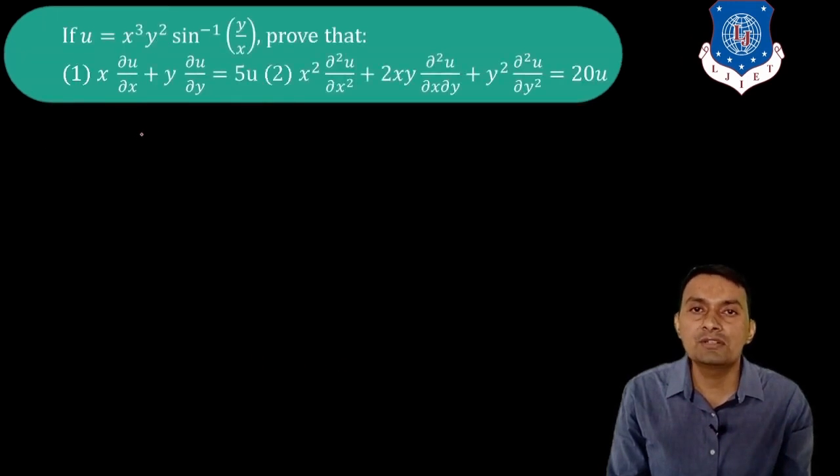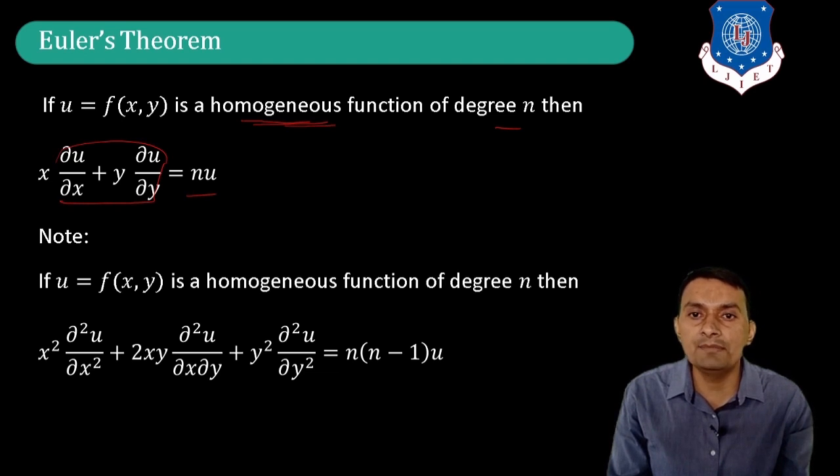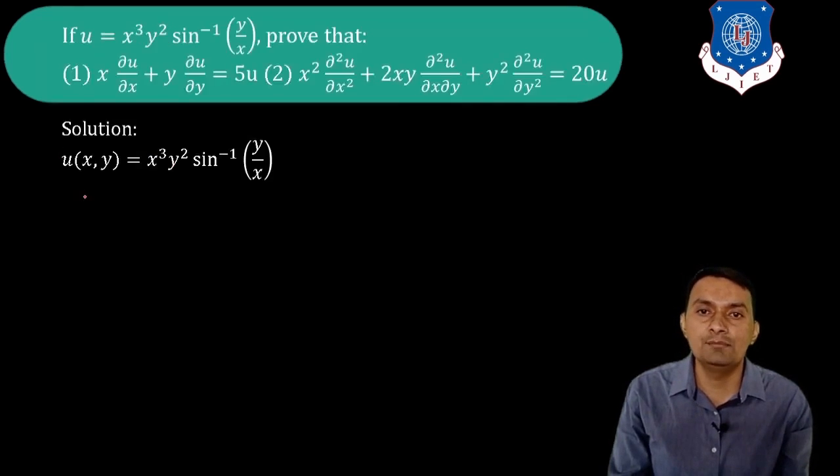So to consider a simple question, first I just remind you that this theorem is applicable if and only if the function is homogeneous. If it is not homogeneous, then we cannot say that it equals n into u. So we will always keep in mind that u itself must be homogeneous. So let us look at question number 1.